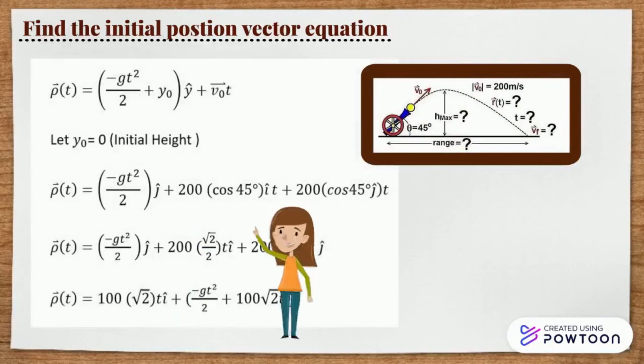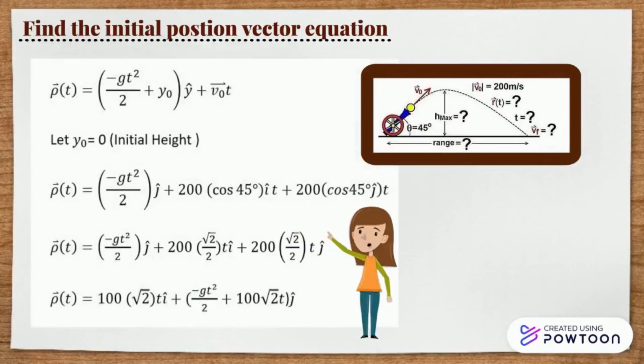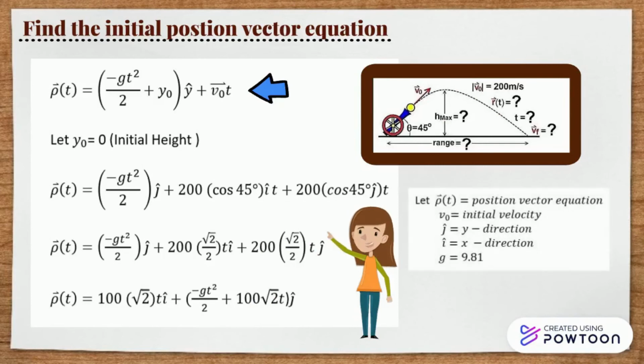To find the initial position vector equation, we use the projectile position formula, which is the position vector equals negative gt squared over 2 plus initial y in the y direction plus initial velocity vector multiplied by t. At the initial position, we know that the initial height equals 0 because the cannon has not been fired. The cannon is fired at an angle of 45 degrees.